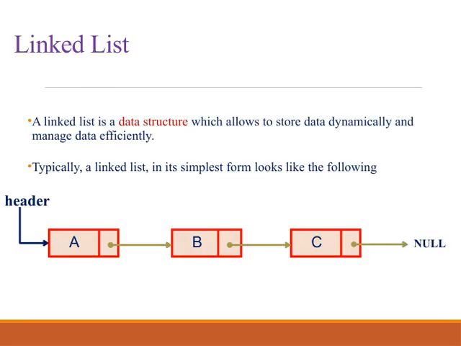Let's take a closer look at what a linked list actually is. A linked list is a type of data structure that allows us to store data dynamically, meaning we can add or remove items easily without needing to predefine the size. This flexibility makes linked lists very efficient for managing data that changes frequently. In its simplest form, a linked list consists of a series of nodes, where each node contains some data and a reference to the next node in the sequence. Think of it like a chain. Each link points to the next, allowing us to traverse through the data step by step.